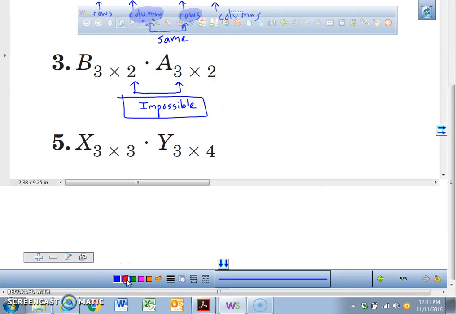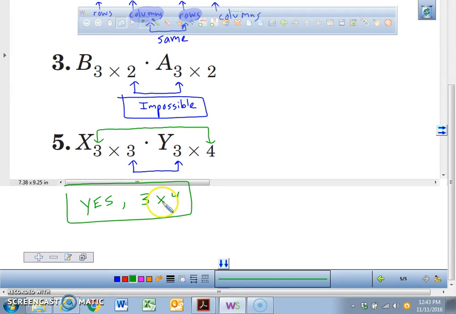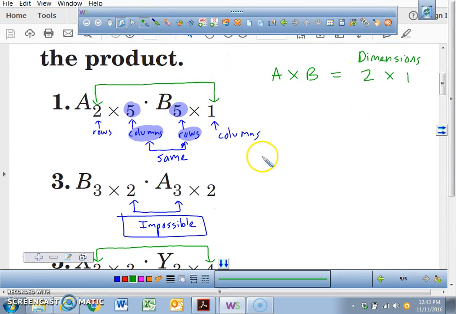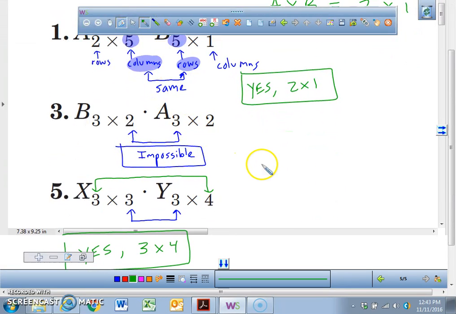However, look down here. We've got 3 columns and 3 rows. These match, so I can multiply these matrices together. And what's my final result going to be? It's going to be a 3 by 4. So for answer number 5 on your paper, just put yes, you can multiply these together, and it's going to be a 3 by 4. For problem number 1, you can say yes, you're going to get a 2 by 1. And for number 3, you're going to say no.